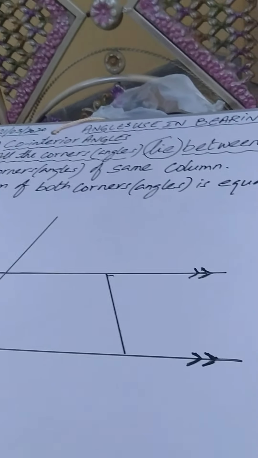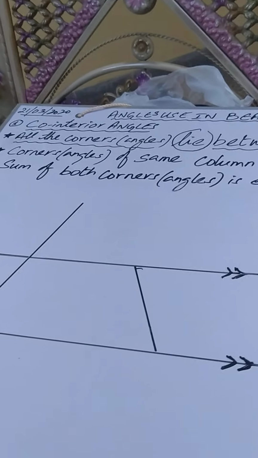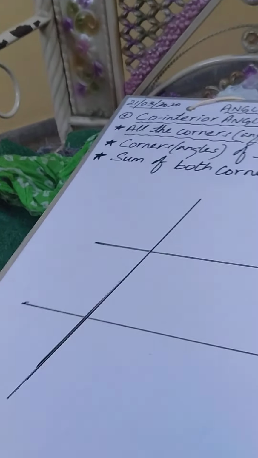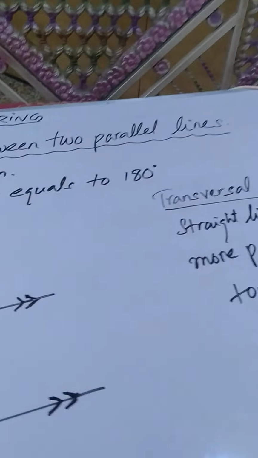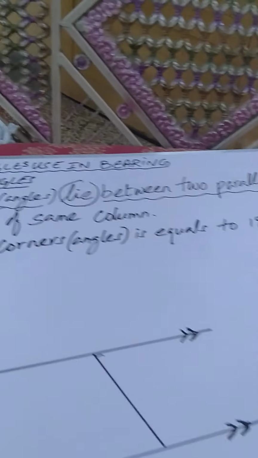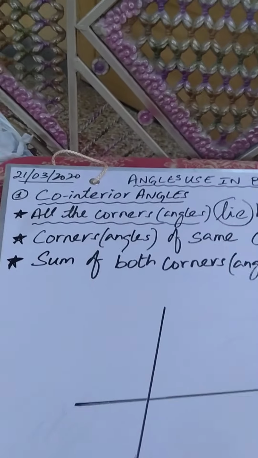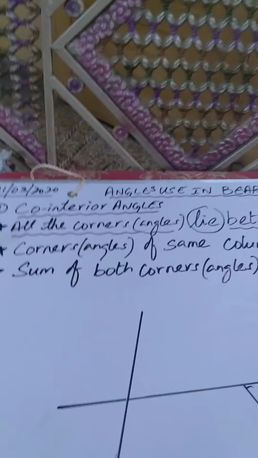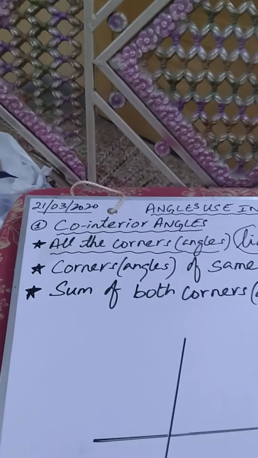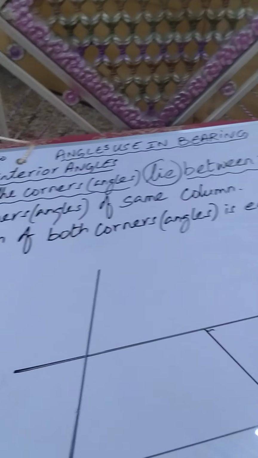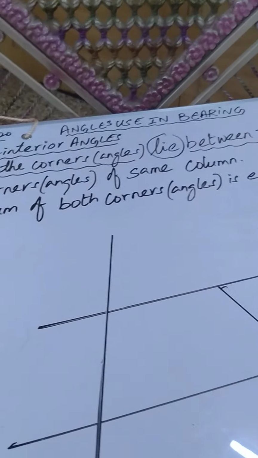So when a straight line touches at least two parallel lines, or intersects or cuts two or more parallel lines, it is a transversal line. There are three important angles formed by the intersection of a transversal line and parallel lines. Number one is the corresponding angle, but right now I am not explaining corresponding angles because mostly in bearing we use co-interior or alternate angles. These are the two very important angles which make our bearing very easy.